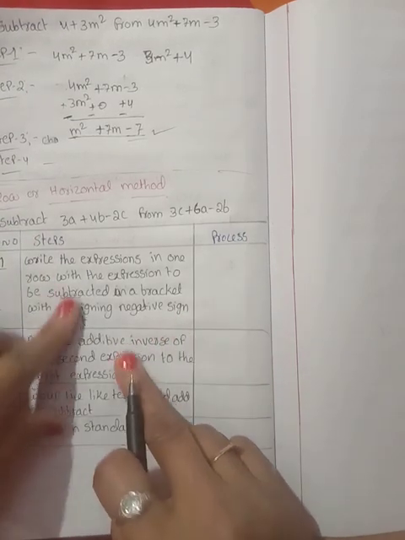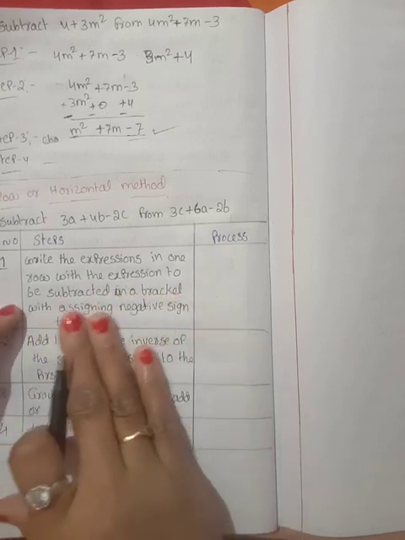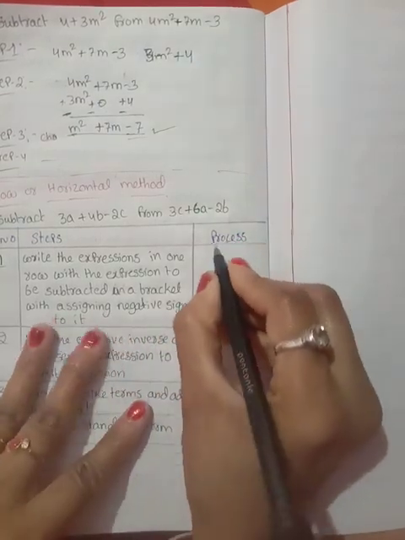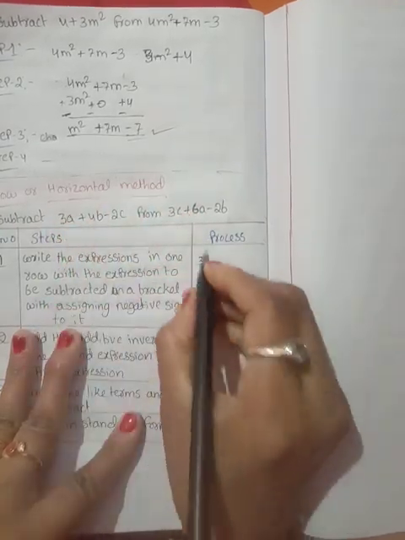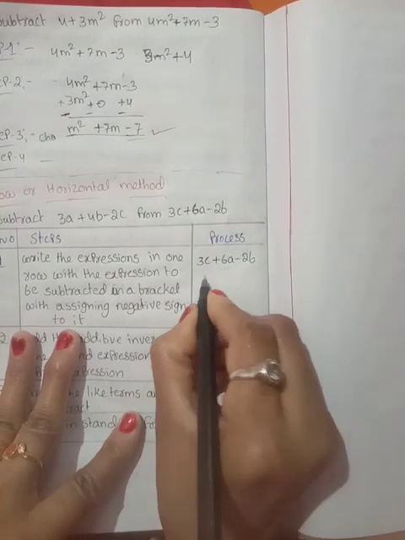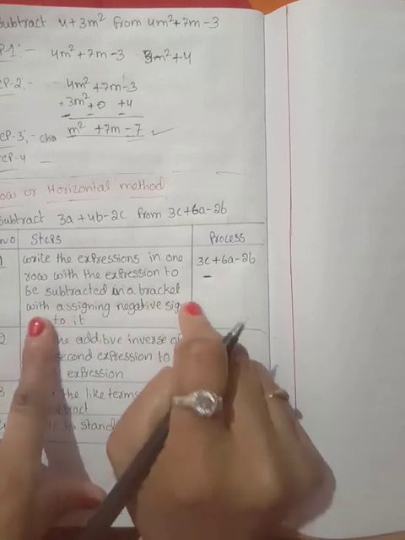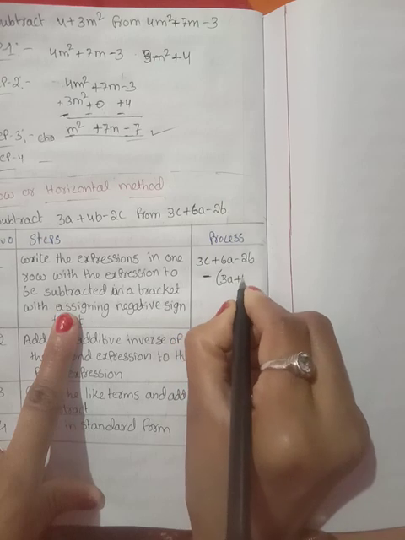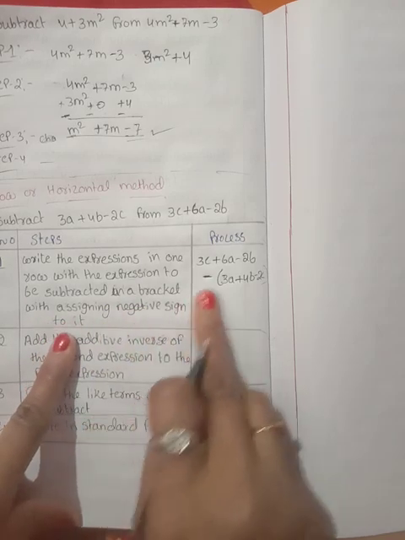Next, the steps. Step 1: write the expressions in one row, with the expression to be subtracted in a bracket, assigning the negative sign to it. So write it neatly: 3c plus 6a minus 2b, minus of the bracket, plus 4b minus 2c. The bracket is there, with the negative sign assigned to it.